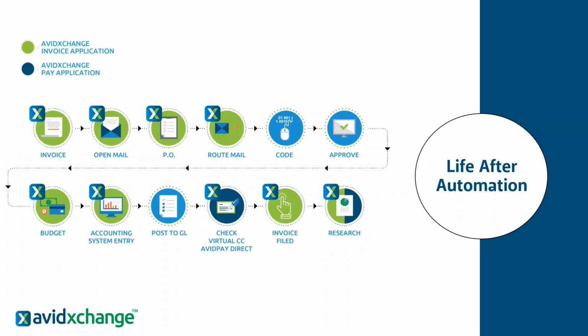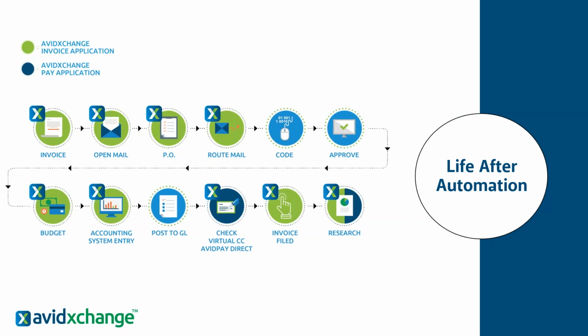So as I mentioned earlier, one of the big pain points and challenges that organizations face with AP is all these manual processes. If you look at these bubbles on the chart here, you get invoices, you have to open the mail, maybe you're matching the PO, routing it, coding, approving, etc. You're matching it to a budget, you're entering it into your accounting system, you're posting to the general ledger. All of these things take time. So if you've got hundreds of invoices per month that you're processing, it can really add up.